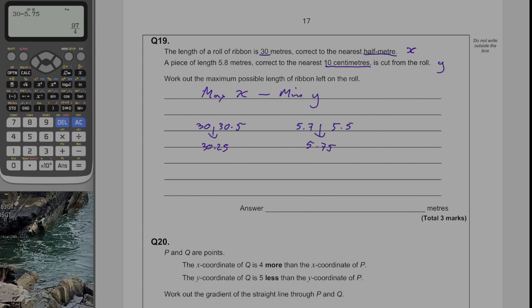So what we want to do is 30.25 minus 5.75. So 30.25 minus 5.75 gives us 24.5.